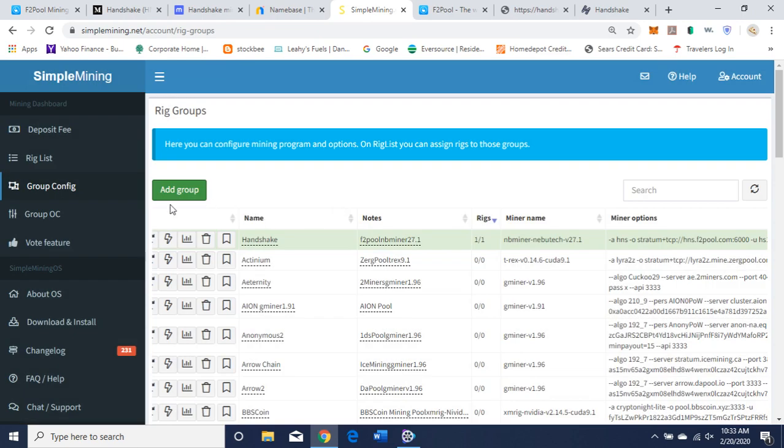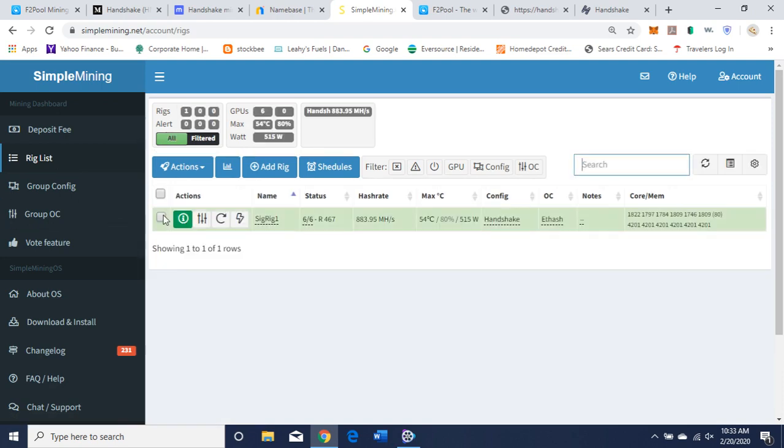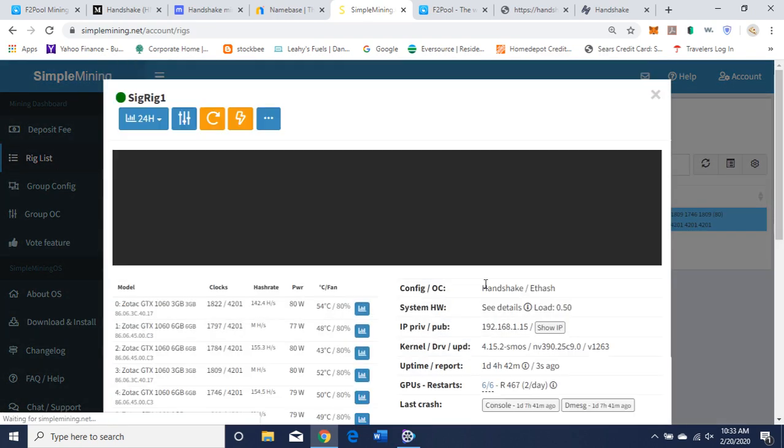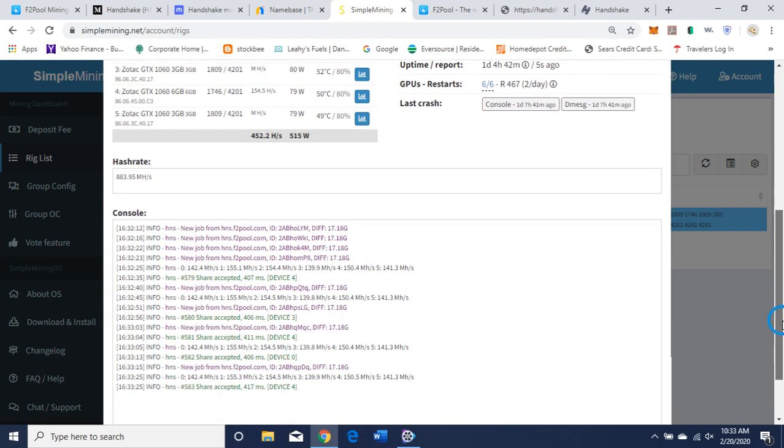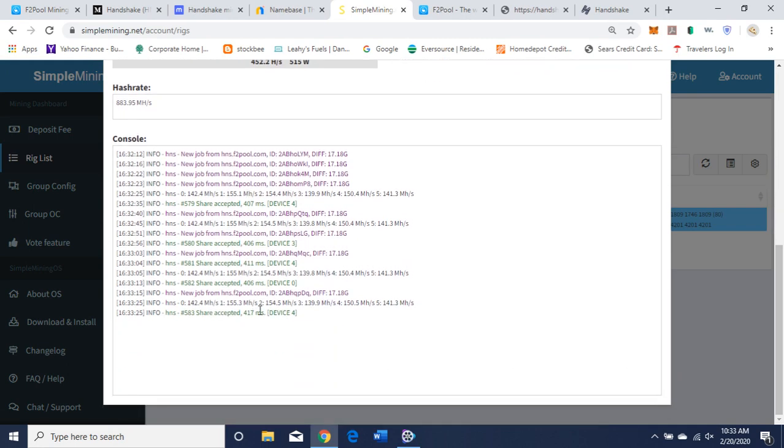Let's go to rig list. And as you can see, I'm getting shares and the command line's working successfully.